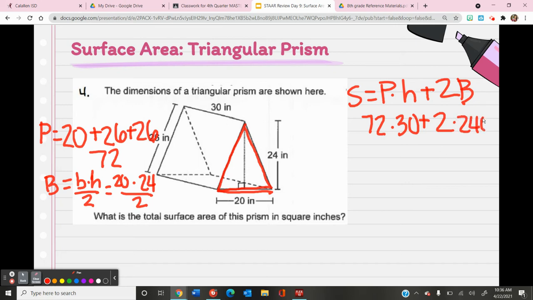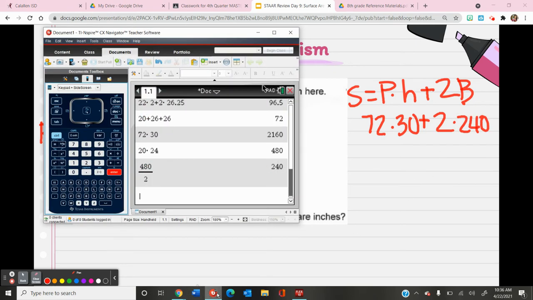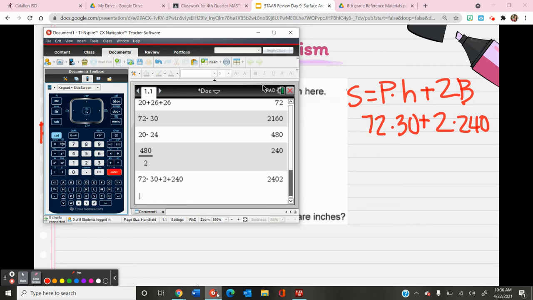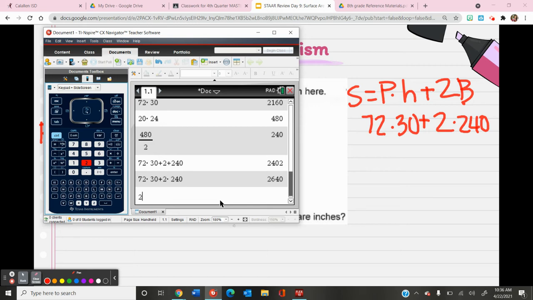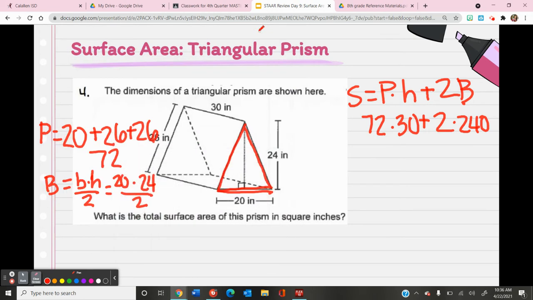So now all that's left to do is plug that in. So I take 72 times 30 plus 2 times 240, and oops, put that in incorrectly. 72 times 30 plus 2 times 240, we get 2,640. So here the surface area is 2,640 inches squared.